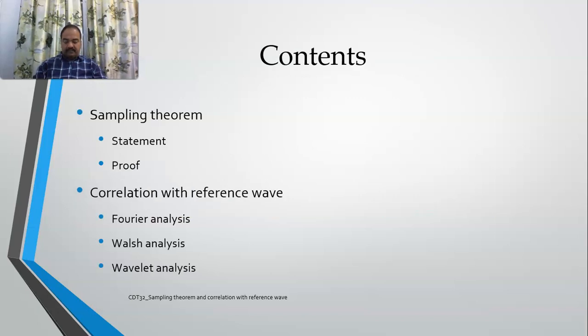Moving ahead, I will start with the sampling theorem, the statement which we have already discussed in unit number 1. So I'll have a quick review of that, and then a quick review of the proof of the sampling theorem. And then we will move on to the correlation with the reference wave, the different mechanisms which we generally adopt for processing of a signal. We will see the Fourier analysis, Walsh analysis, and the Wavelet analysis, a quick review of all these things which you have already gone through in unit number 1.